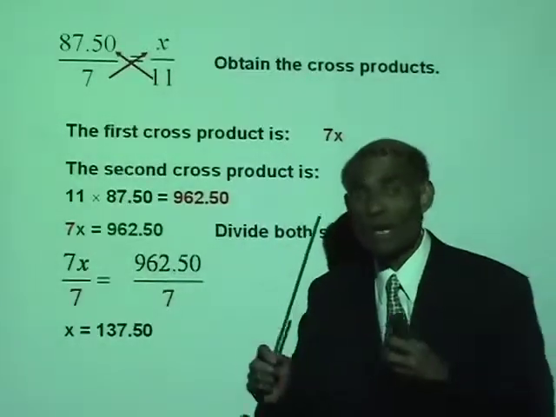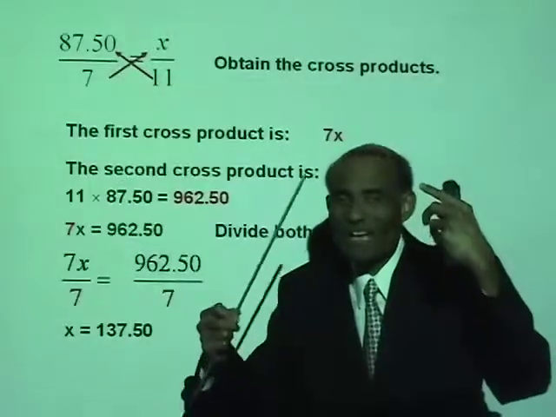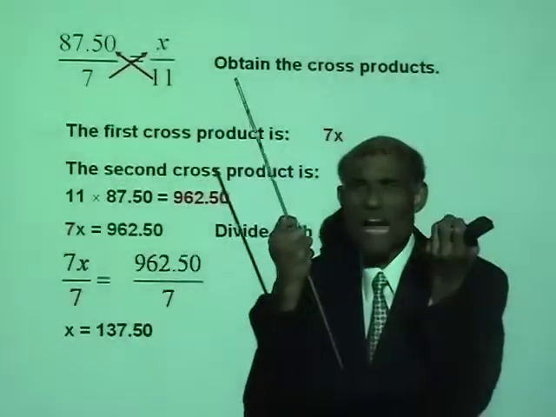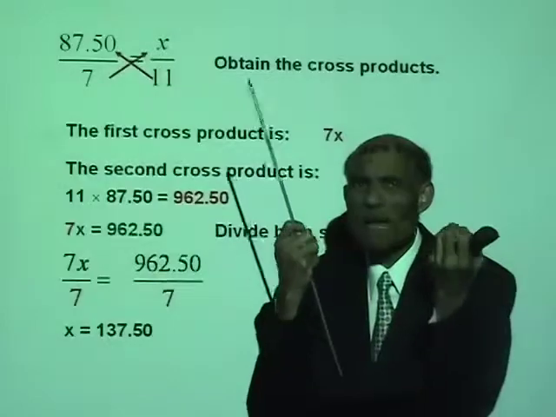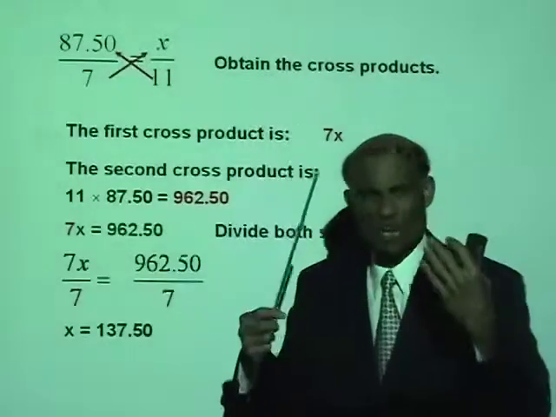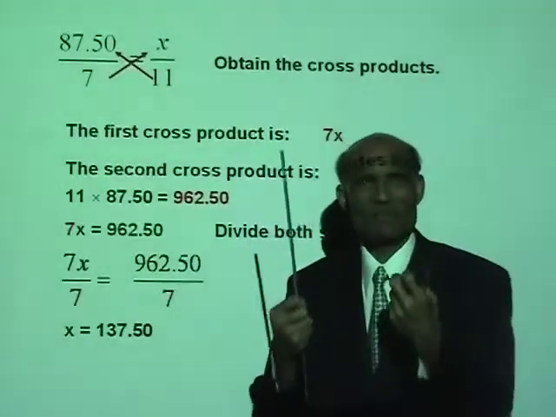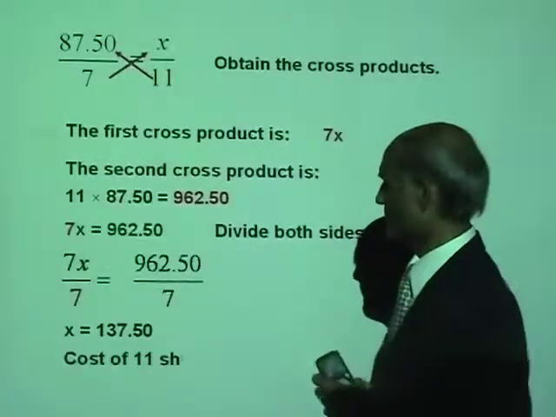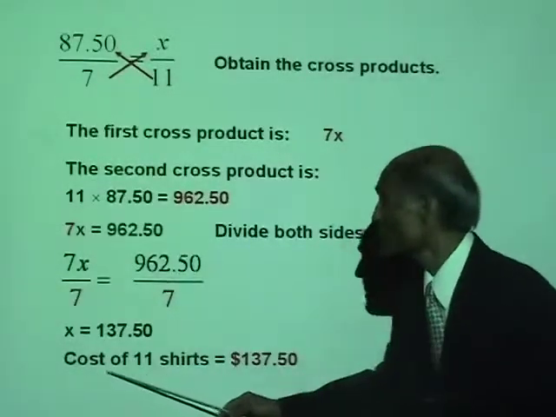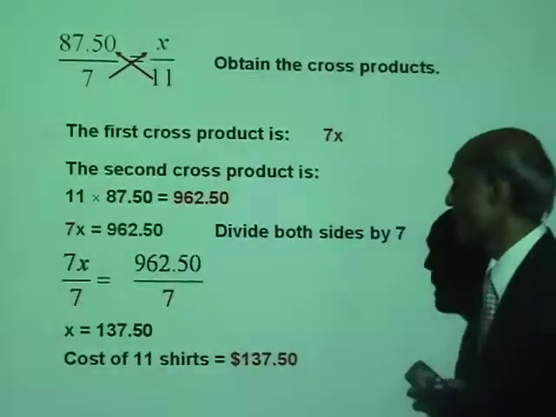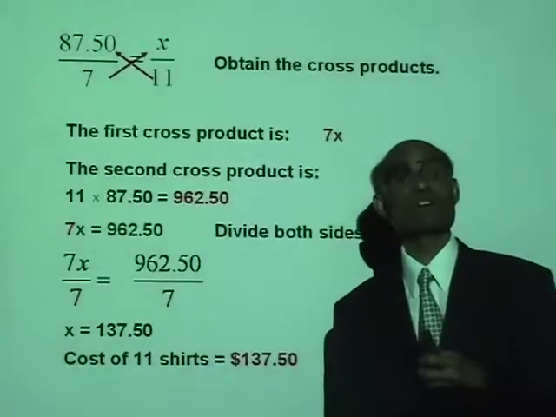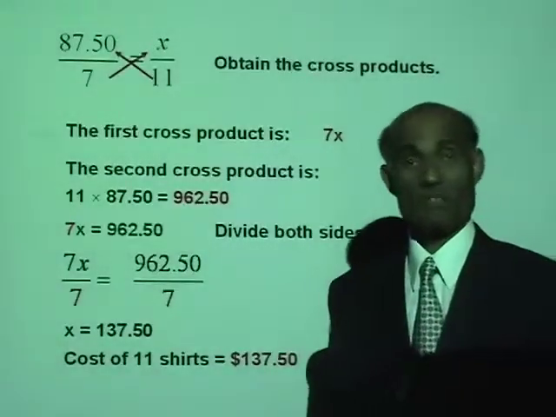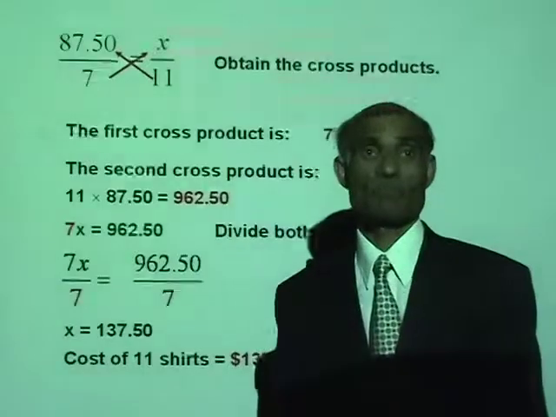137.5. Alright? Try and work your mind like that so that your mind becomes active. In order to do mathematics, algebra, you have to have an active mind. Okay. That means the cost of 11 shirts is $137.50. A very good problem there, actually.